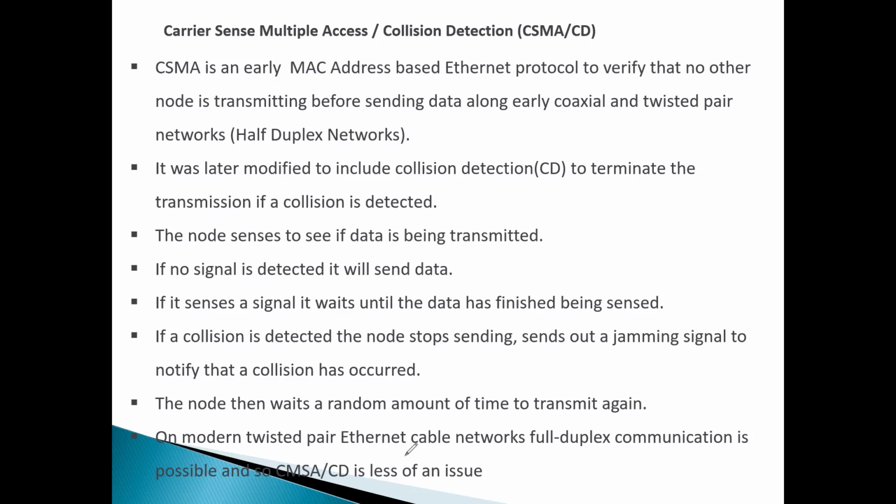On modern twisted pair Ethernet cable networks, full duplex communication is possible, and so CSMA/CD is less of an issue. Twisted pair cable has been improved, so it has full duplex. Full duplex means sending data and receiving data on different paths. You can go through quickly.